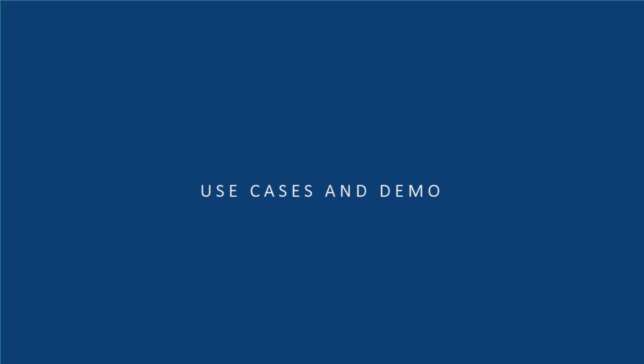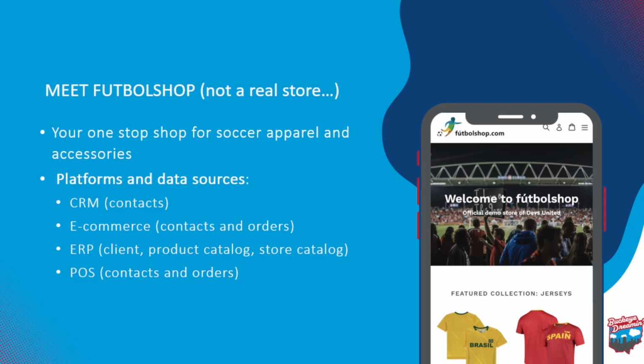All right. So let's talk about the use case that we're going to solve today and the demo. At Devs United, every time we have demos about Marketing Cloud Engagement, Marketing Cloud Personalization, or Data Cloud, we ask how do we tell the story? So we created this fictitious brand called Football Shop. At this point, I wish it was a real store because I would have been a millionaire right now. But it's not a real store. But it is your one-stop shop for soccer apparel and accessories.